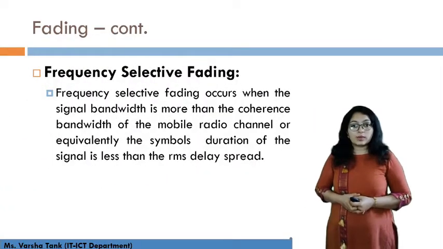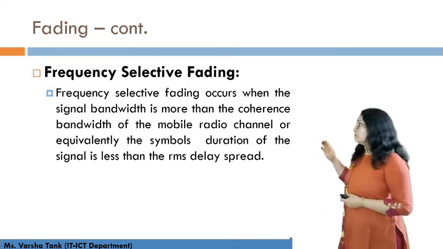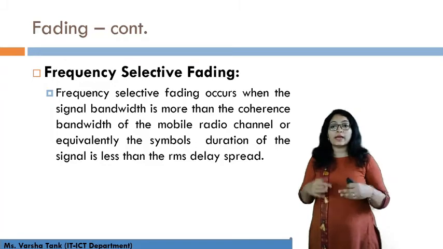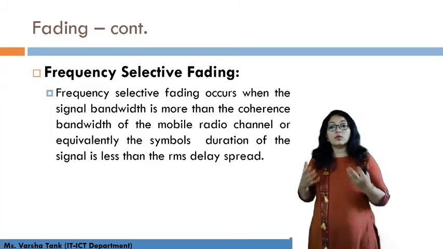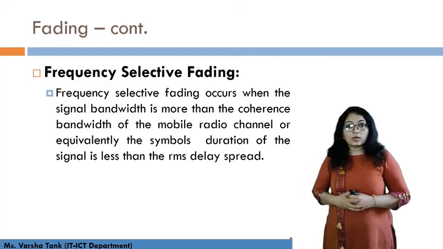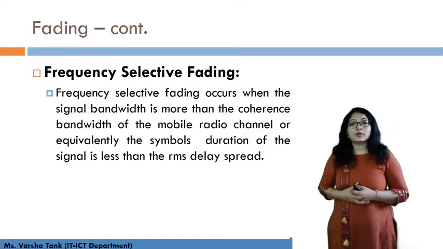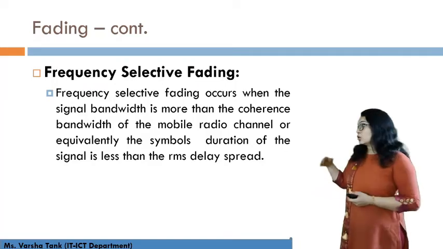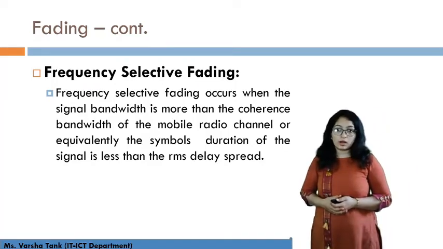Now next is frequency selective fading. What is frequency selective fading? Frequency selective fading can occur when the signal bandwidth is more than the coherence bandwidth. Also, when the symbol duration of the signal is less than the RMS delay spread of the mobile radio channel, at that time this frequency selective fading will occur.